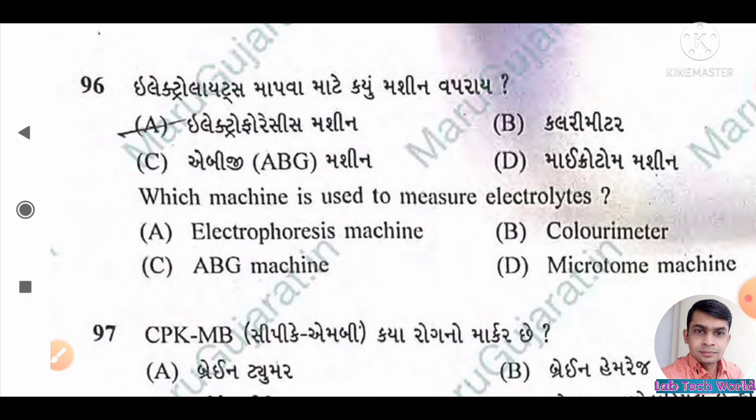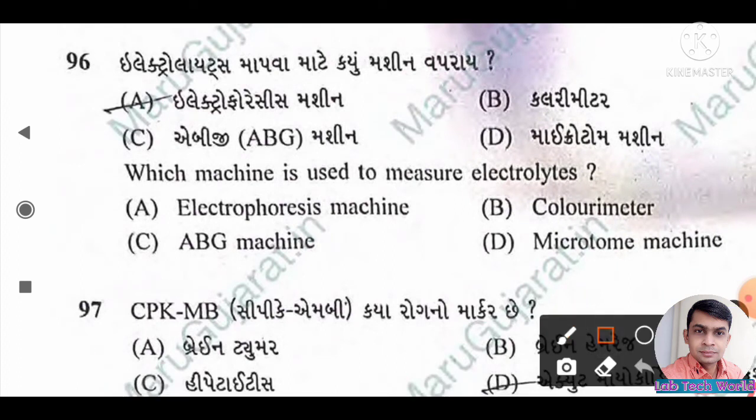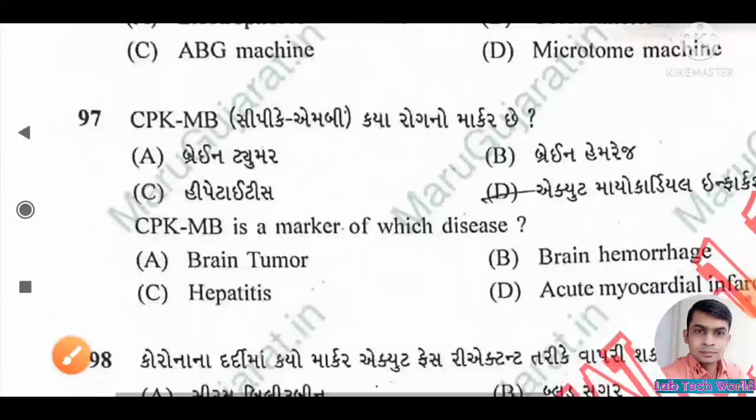Electrolytes, which machine is used to measure electrolytes? Options: A electrophoresis machine, B colorimeter, C ABG machine, D microtome machine. And the correct answer for this question is ABG machine, used to measure electrolytes. So C, ABG machine, is the correct answer for this question. Move to the next question, number 97.